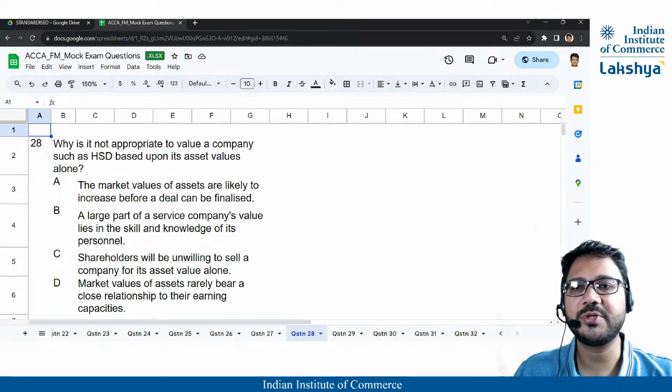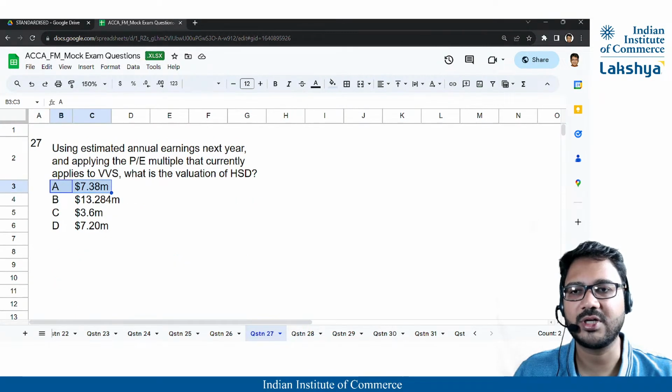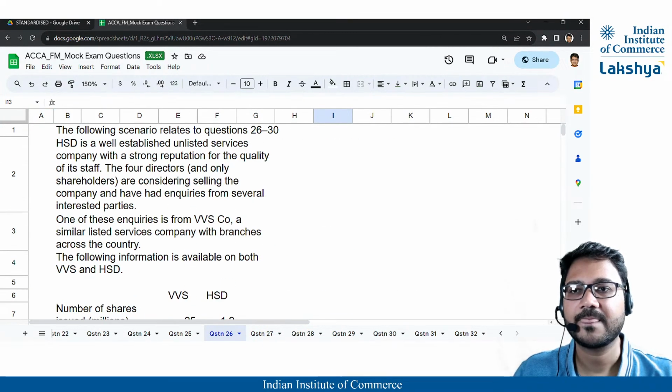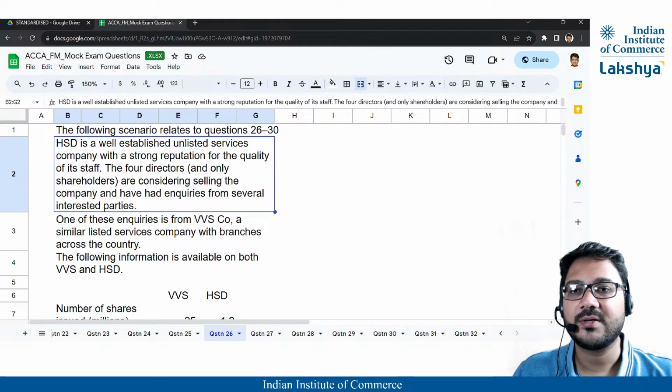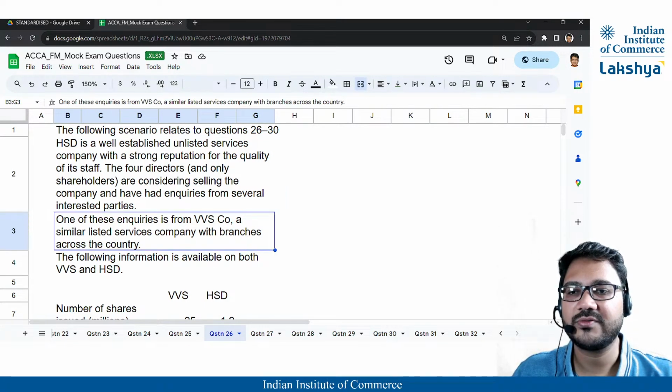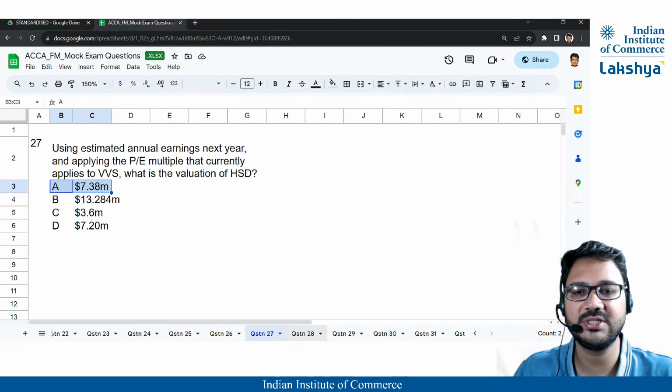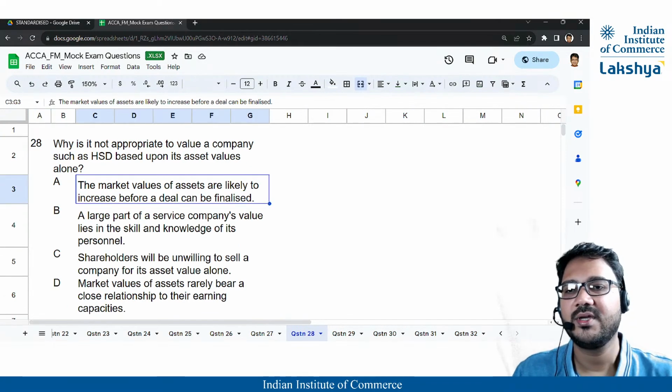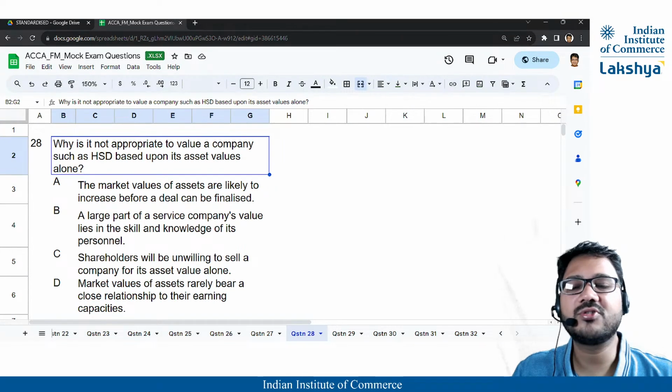Now, why is it not appropriate to value a company such as HSD based upon its asset value alone? If you see, it is an unlisted service company with a strong reputation for the quality of its staff. So it's basically a service-based industry. VVS is also a similar listed services company. So they are asking, why is it not a good idea to value it on its asset values alone?